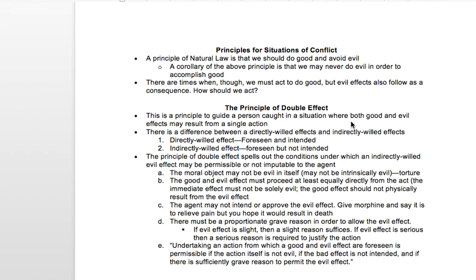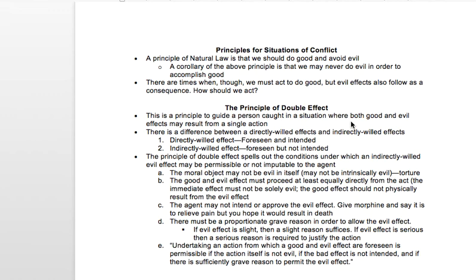So the principle of double effect spells out the conditions under which an indirectly willed evil is at least not imputable to the agent. That means, when can you say it's okay to do an action in which this indirectly willed evil effect follows, or when can we say we're not going to hold you morally responsible for that particular action? All right, so there are basically four steps here.